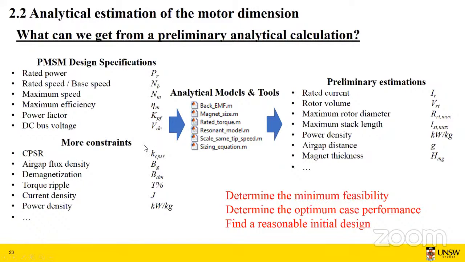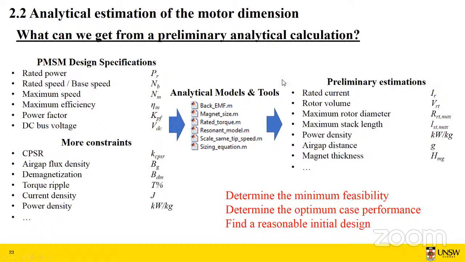Sometimes we'll have more constraints, and sometimes it can be very fuzzy: I want this machine to have very good performance. They would ask you to design a machine with a certain constant power speed range, a certain air gap flux density, and a very low torque ripple. Sometimes they also constrain the current density and power density. So at the beginning of the project, the first thing we do is to use all of these preliminary parameters or initial parameters in the analytical models and tools we learned from today's lecture and also today's tutorial.